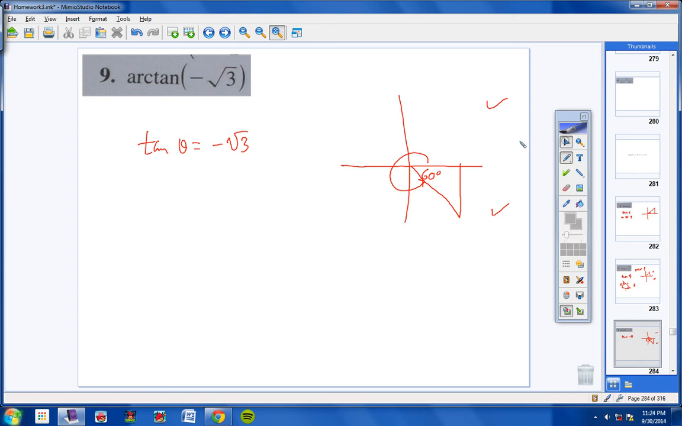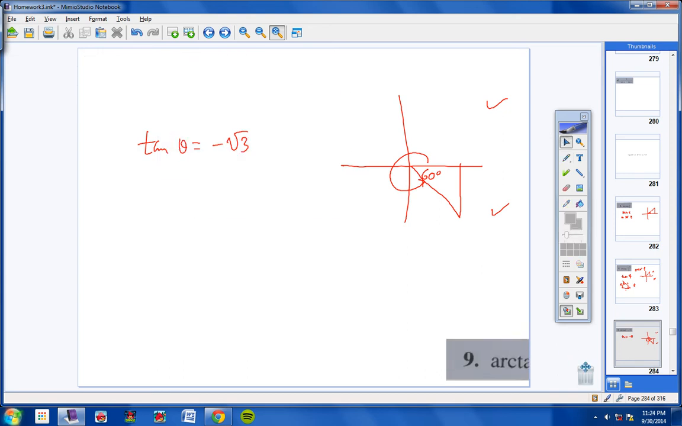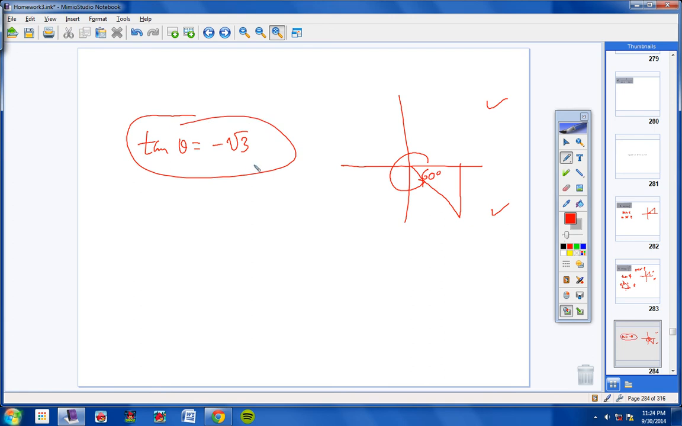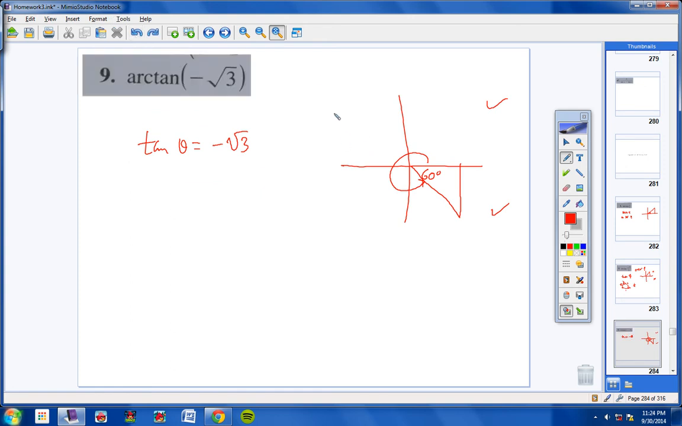If I had not given this problem to you here, if the original problem had just looked like this, then that's fine. The answer would be 300 degrees. But we're dealing with arctangent, and remember, our answers for arctangent have to be greater than or equal to negative 90 and less than or equal to 90. Okay, so instead of putting a positive 300, we're going to say negative 60 is the answer. Okay, negative 60, or negative pi over 3 in radians.